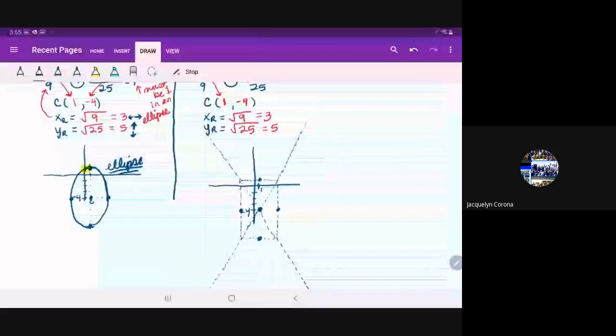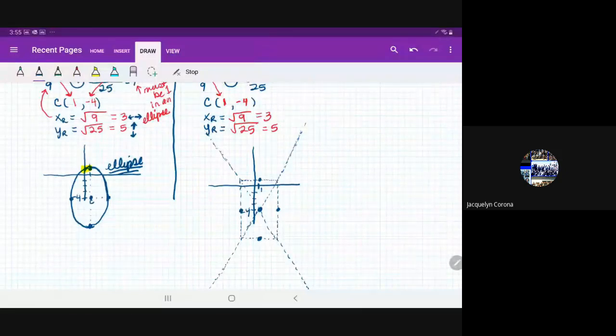How are we doing so far? Let me know when you're here, and then I'll tell you how we do the rest. So we haven't actually drawn the hyperbola yet. We're just doing the structure of it. So let me know when you get to where I am.